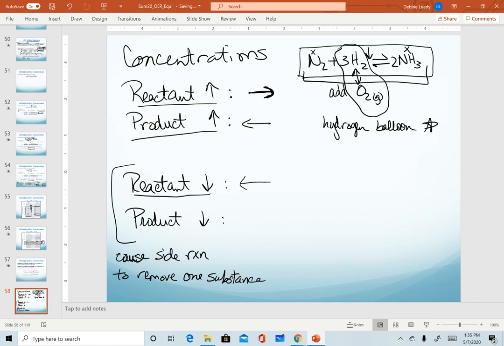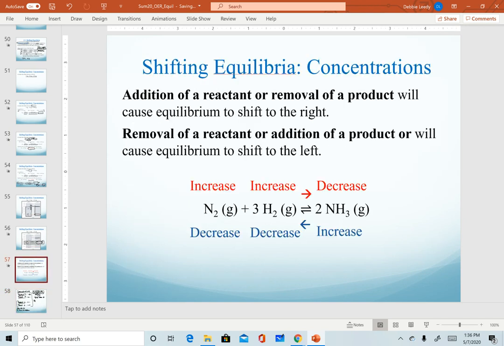Same idea on the product side. I can't think of anything that would react with ammonia to remove it. Not off the top of my head. Hydroxide. No, that wouldn't do it. I don't know. Anyway, if I could remove ammonia from this container, then the system wants to replace ammonia and shift it to the right. So the nice thing about concentration changes is these are constant. If you can understand the concept that we're discussing here, there are very rarely exceptions to these.